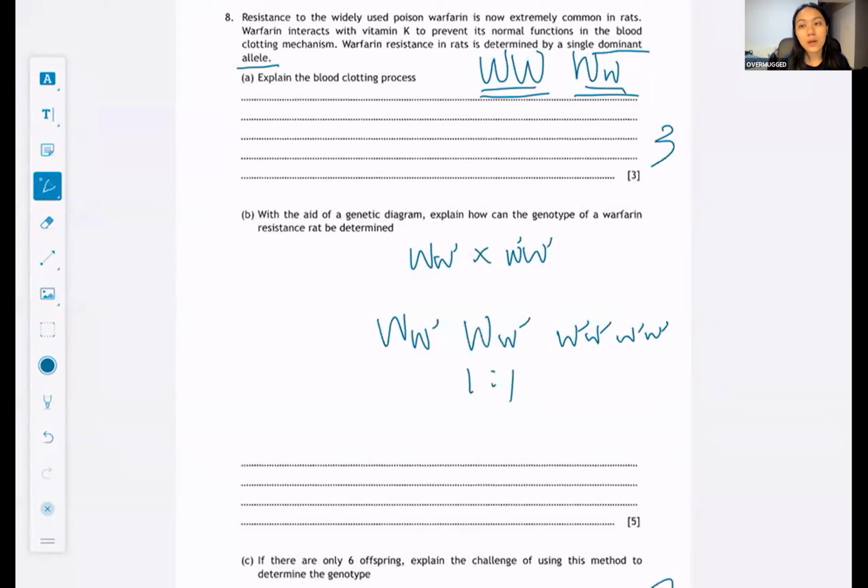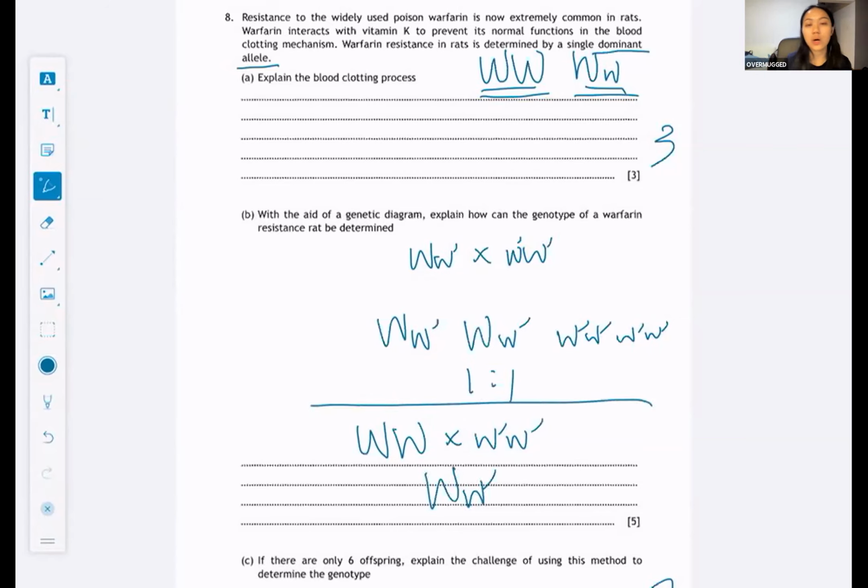If the rat is homozygous dominant and you cross it with a sensitive one, what you will get is that all of them will be resistant. So there is 100% resistant rats, versus 50-50 in the other cross. One scenario will be 50-50, and one scenario will be 100% of them resistant to warfarin. So this is how you can determine the genotype of a warfarin resistant rat. In this case, you only need to draw one of the diagrams. Whichever you choose, you can draw either this scenario or this scenario.